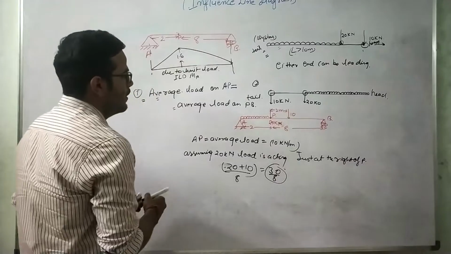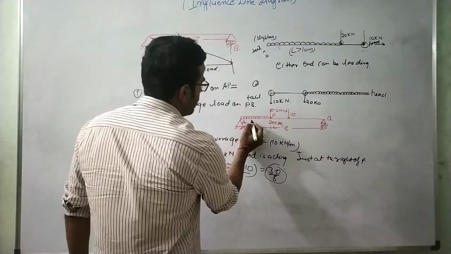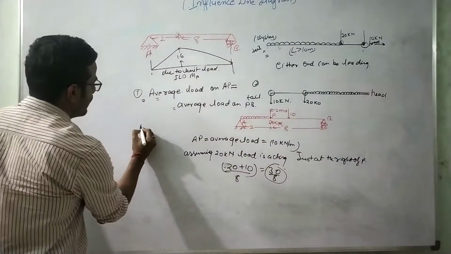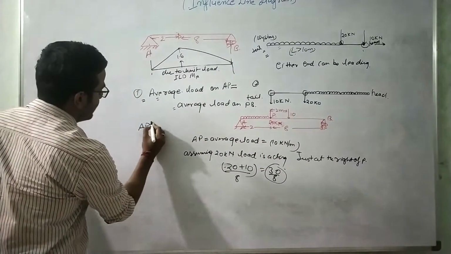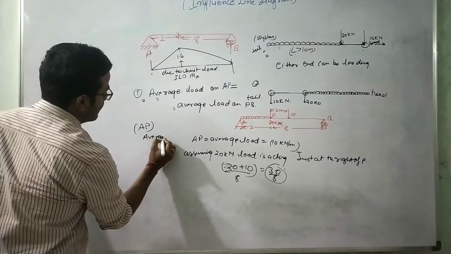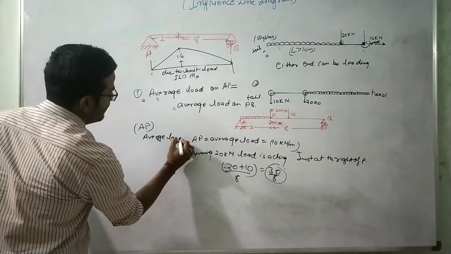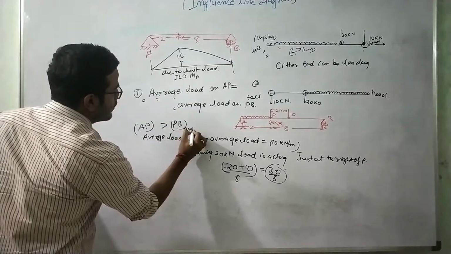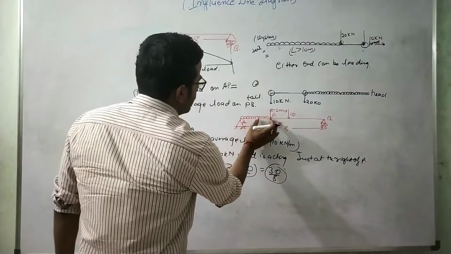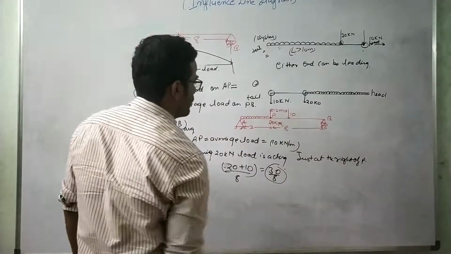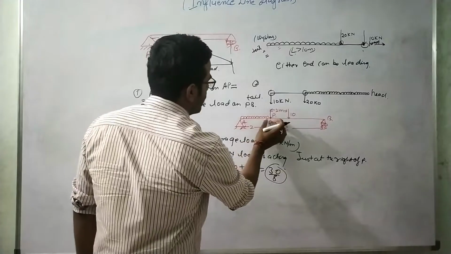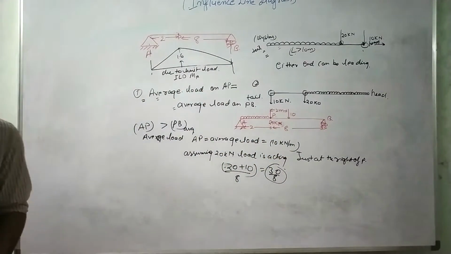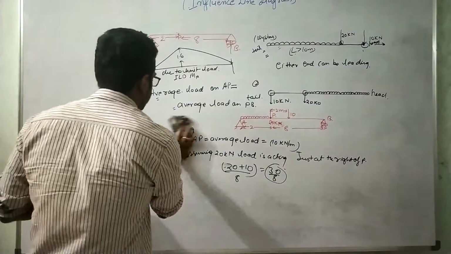What we will do over here: you can see that for this condition the average load on AP is greater than the average load of PB. So I need to transfer some of the load to this portion also. What that means is that some portion of the UDL will come again on this PB portion, right? So now let us check for that condition.